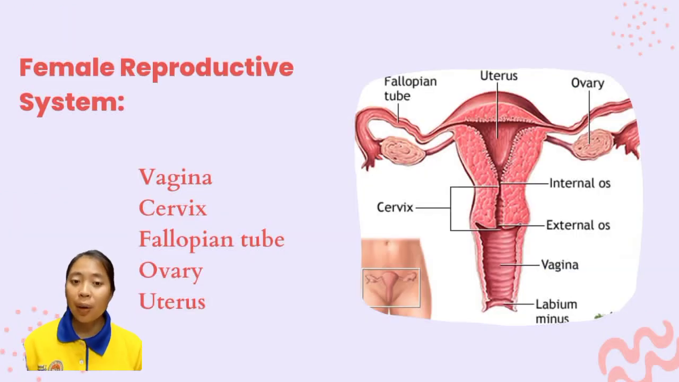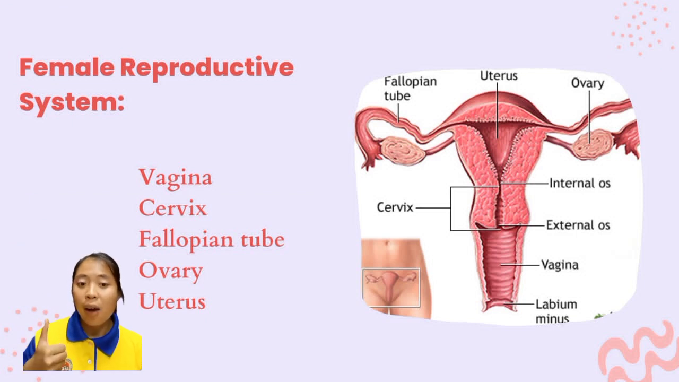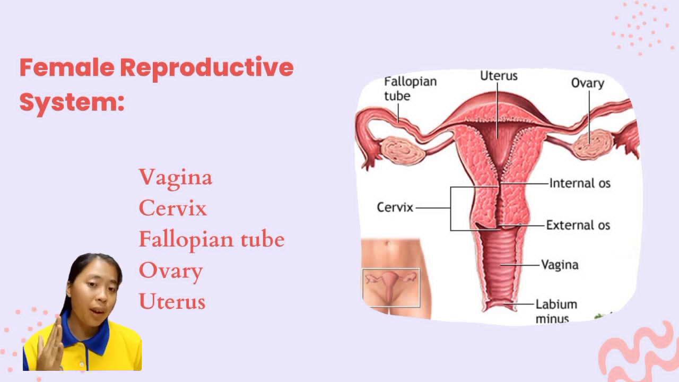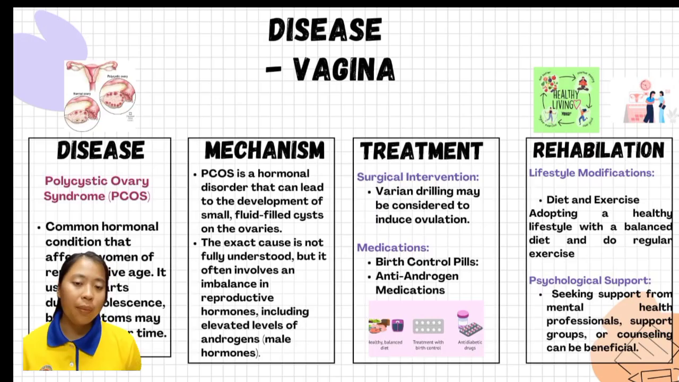How many organs are in the female reproductive system? Yes, there are 5 organs of the female reproductive system. Number 1 is vagina, number 2 is fallopian tube, number 3 is uterus, number 4 is cervix, and number 5 is ovary. The female organ that we choose for disease is the vagina.